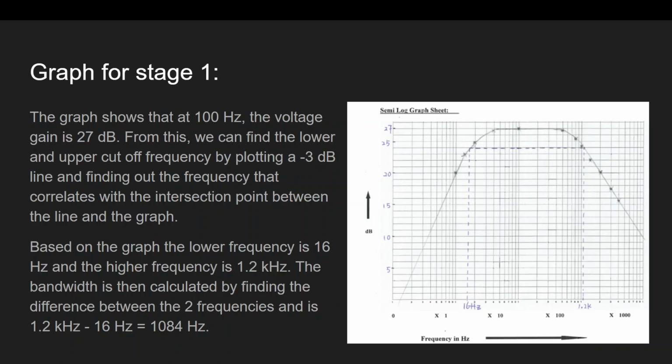From this, we can find the lower and upper cutoff frequency by plotting a negative 3 decibel line and finding out the frequency that correlates with the intersection point between the line and the graph. Based on the graph, the lower frequency is 16 Hz and the higher frequency is 1.2 kHz. The bandwidth is then calculated by finding the difference between the two frequencies and is 1.2 kHz minus 16 Hz, which is equal to 1084 Hz.